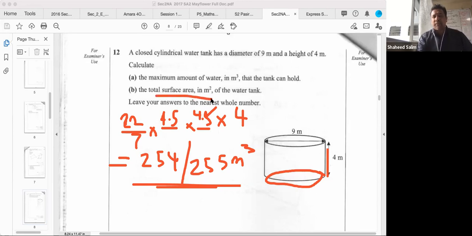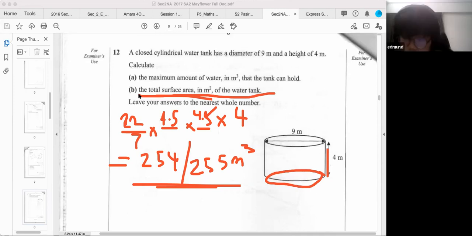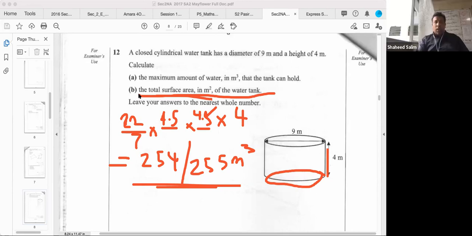Can you find the total surface area? I have one more student coming in now, so you complete this. You know how to find the curved surface area? You know or don't know? Don't know, I show you now.